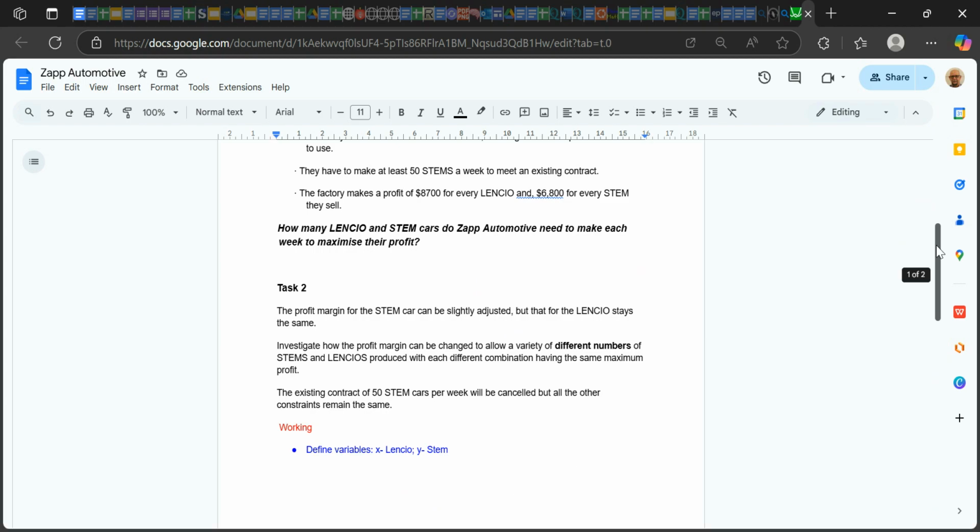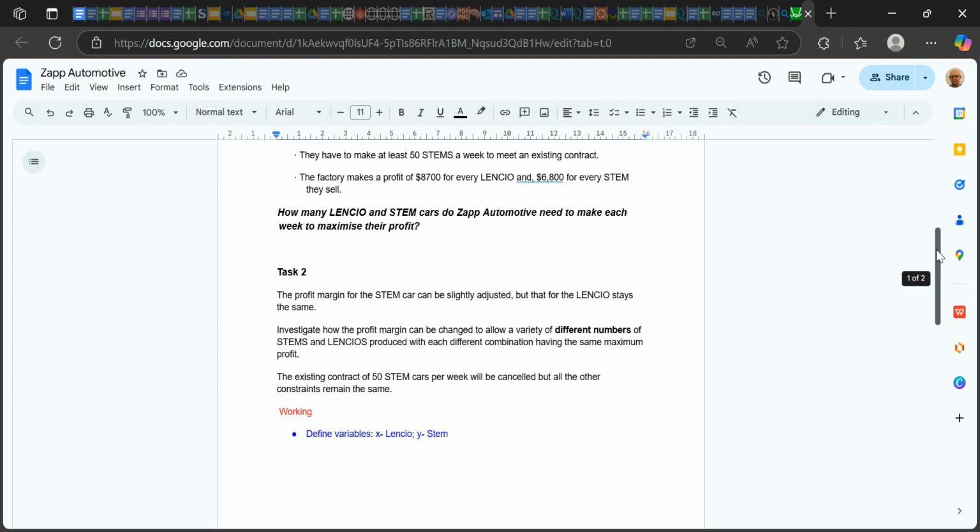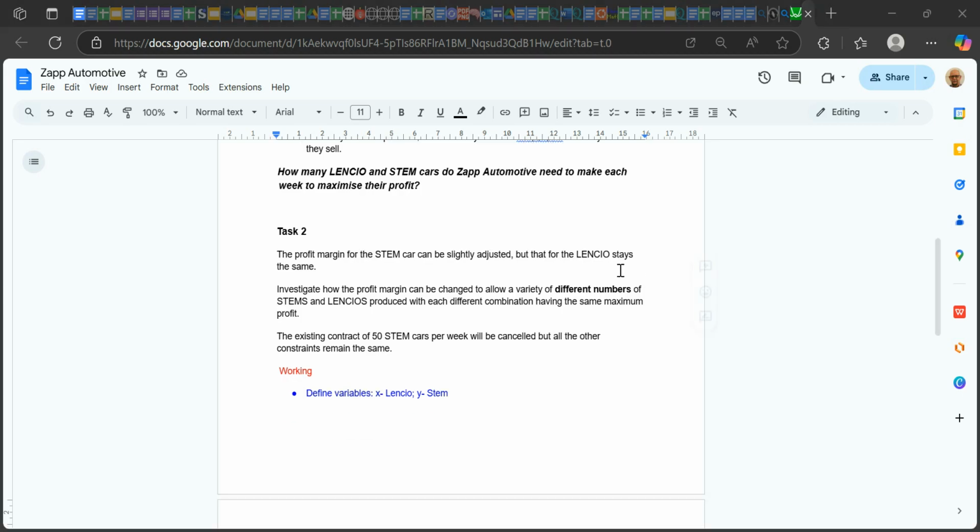Thus, the profit margin for the stem car can be slightly adjusted, but that of the Lencio stays the same. Task 2 is for excellence, usually. Investigate how the profit margin can be changed to allow a variety of different numbers of stems and Lencios produced by each different combination having the same maximum profit.